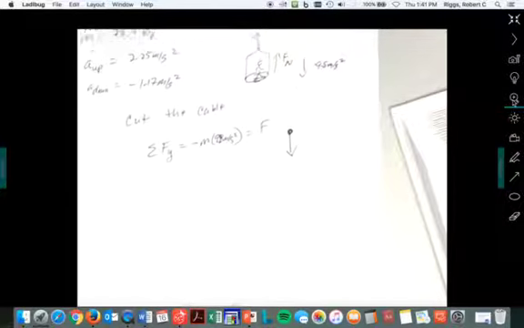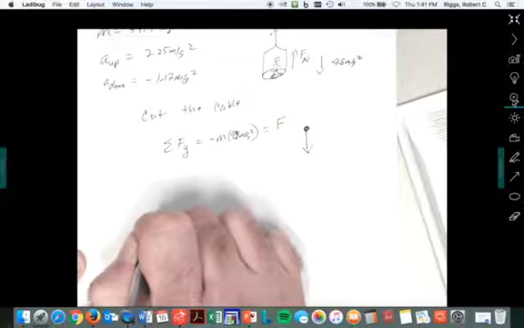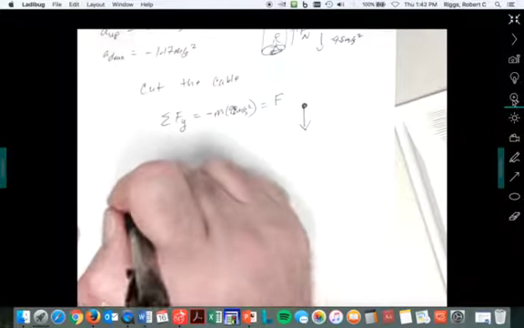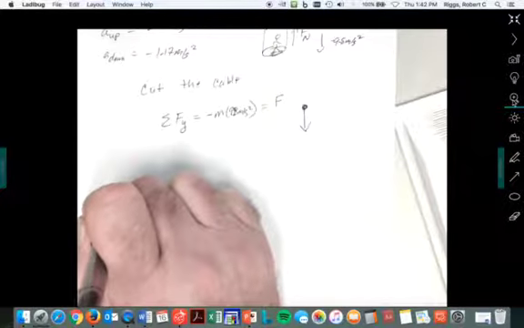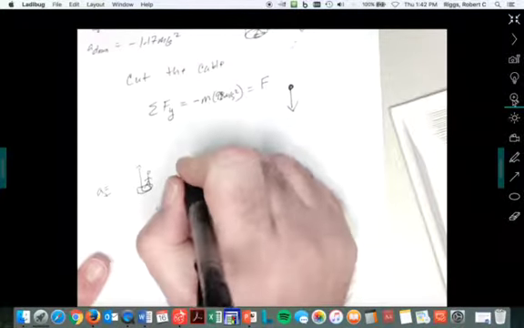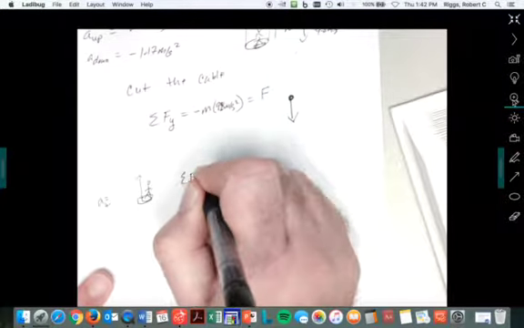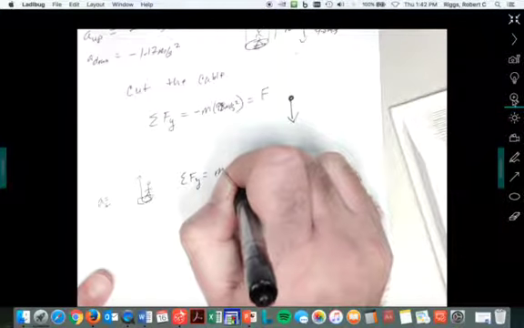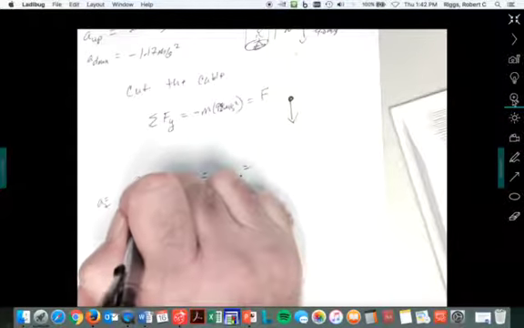Now let's look at the elevator. Let me help you set this up. You've got a person standing on a scale in an elevator, accelerating up, with acceleration in the positive direction. So the sum of the forces in the y direction is equal to the mass of the person times the acceleration up, which is equal to, now let's look at the forces.